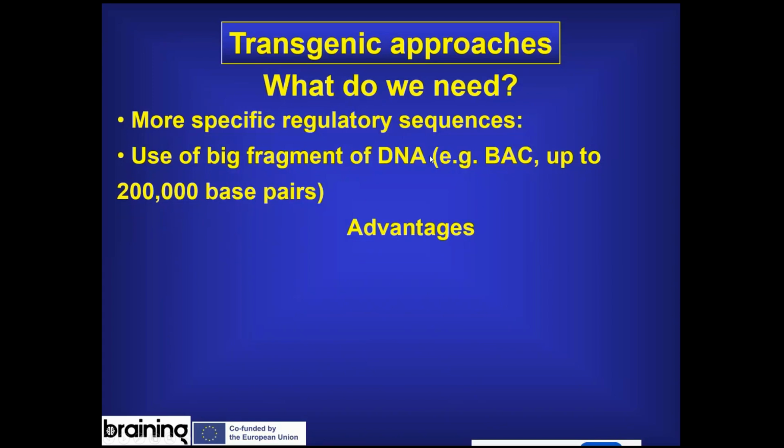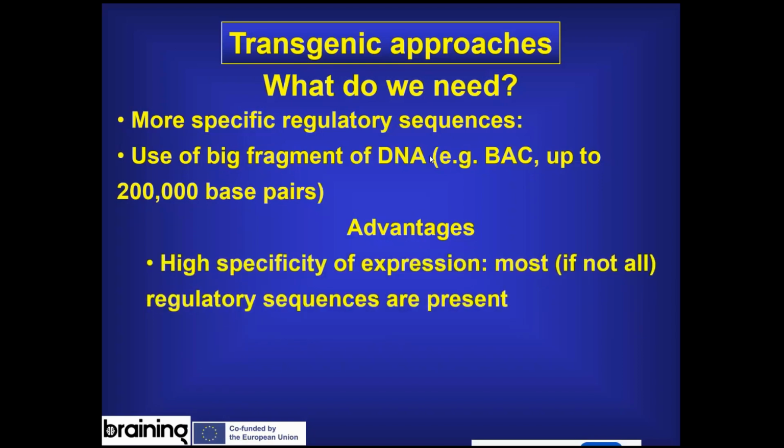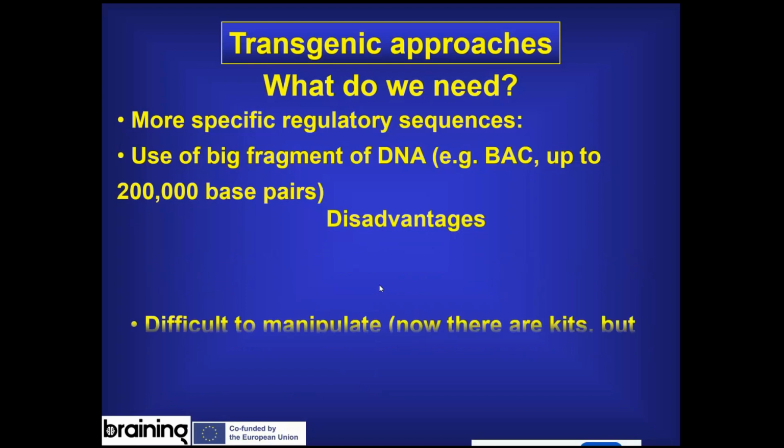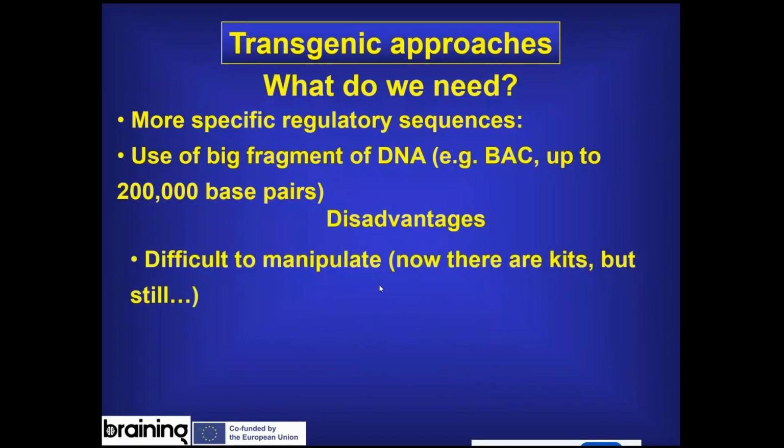So we can choose the BAC that contains the given gene we want with the promoter, and we can use this promoter in the BAC to express our gene of interest. And we always do the injection in oocytes and the selection, etc. The advantage of using a BAC is that we have very high specificity of expression, because most, if not all, the regulatory sequences of a gene are present, and the levels of expression are similar to the ones of the endogenous protein. However, the disadvantage of the BAC is that they are very, very difficult to manipulate.